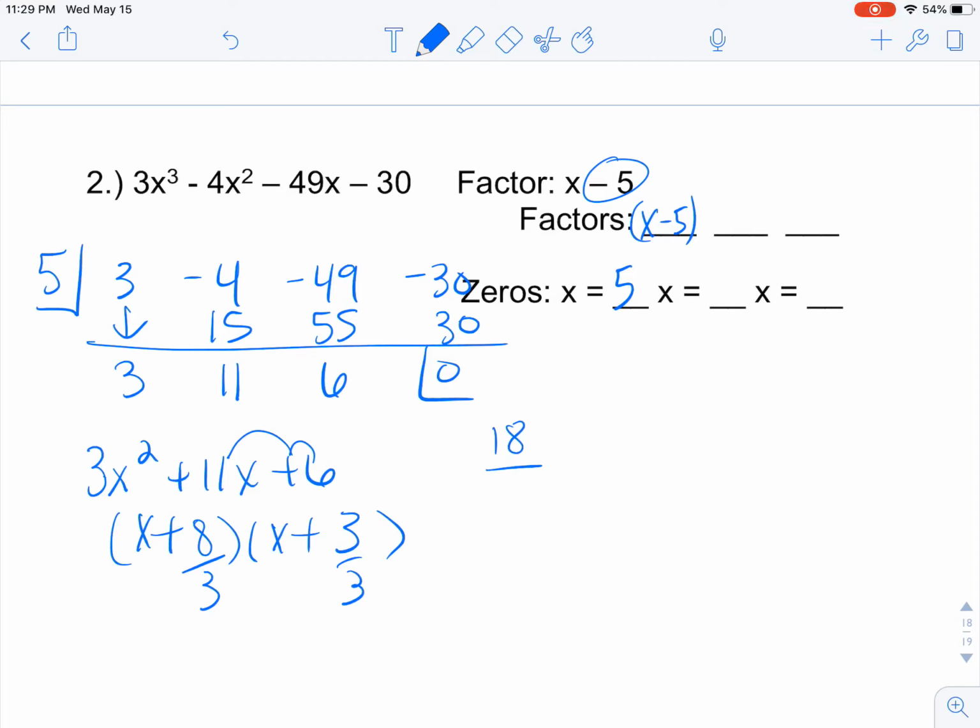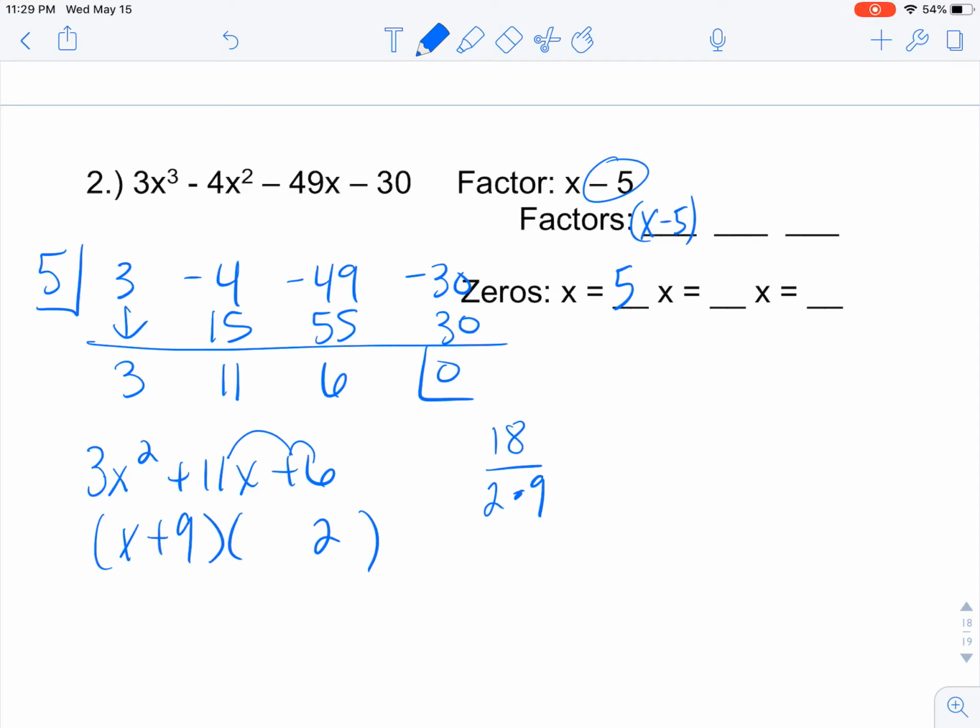8 and 3. All right, totally wrong. I was not thinking correctly. Let's try this all over again. I made a mistake. So 18, that's going to be 2 and 9. Sorry, guys. Don't know where I was coming with 8 and 3. So 9 and 2, plus and plus. Now divide by our a value.